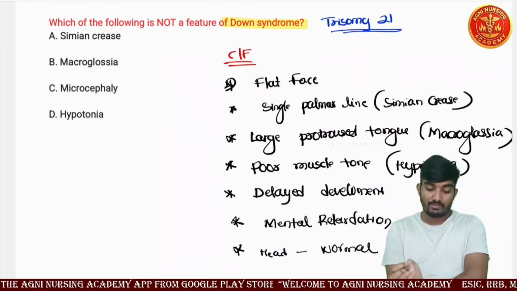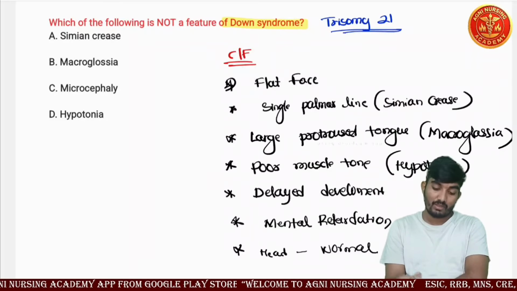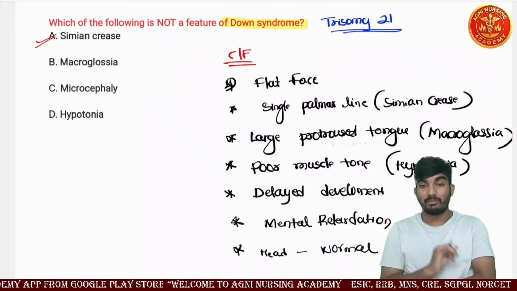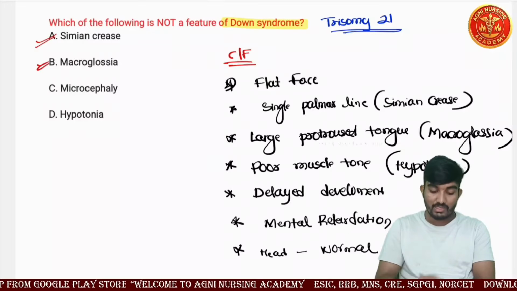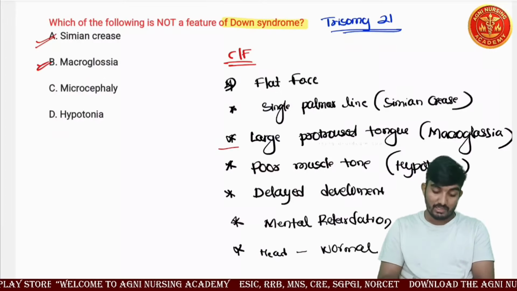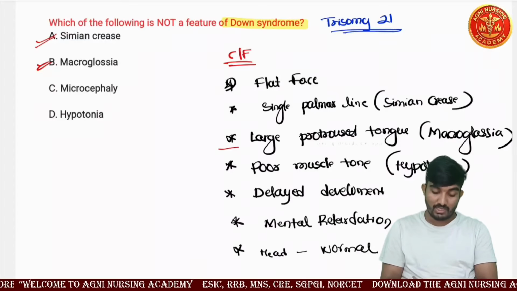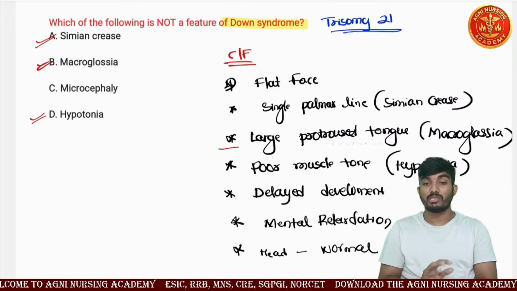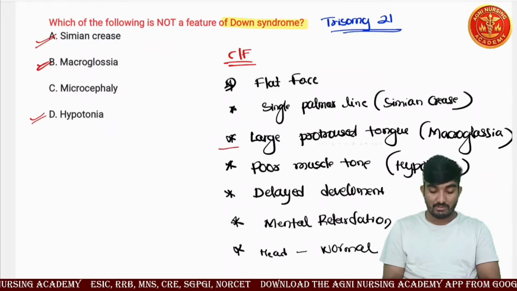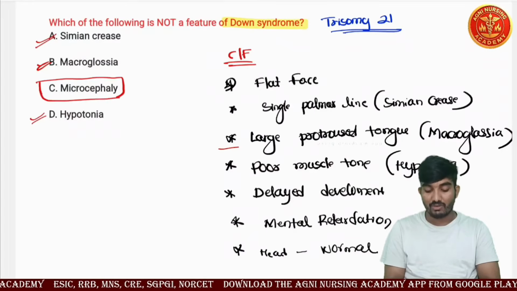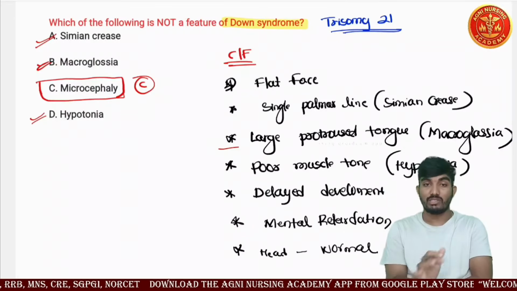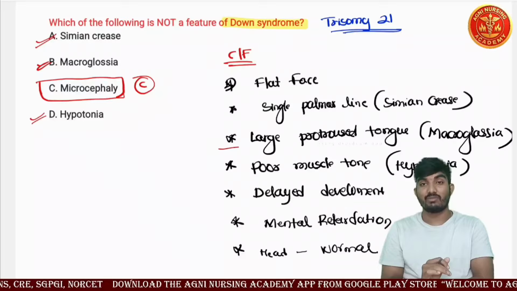Now we will see our options. Simian crease, yes, it is present, that is single palmar line will be present in Down syndrome. Second one is macroglossia. Macroglossia means, as mentioned here, large protruded tongue. And microcephaly, which is not present. And hypotonia, poor muscle tone, is present in Down syndrome. Which is not present means option C is the correct answer for our question. That is, microcephaly is not found in Down syndrome. Okay, option C is the correct answer.